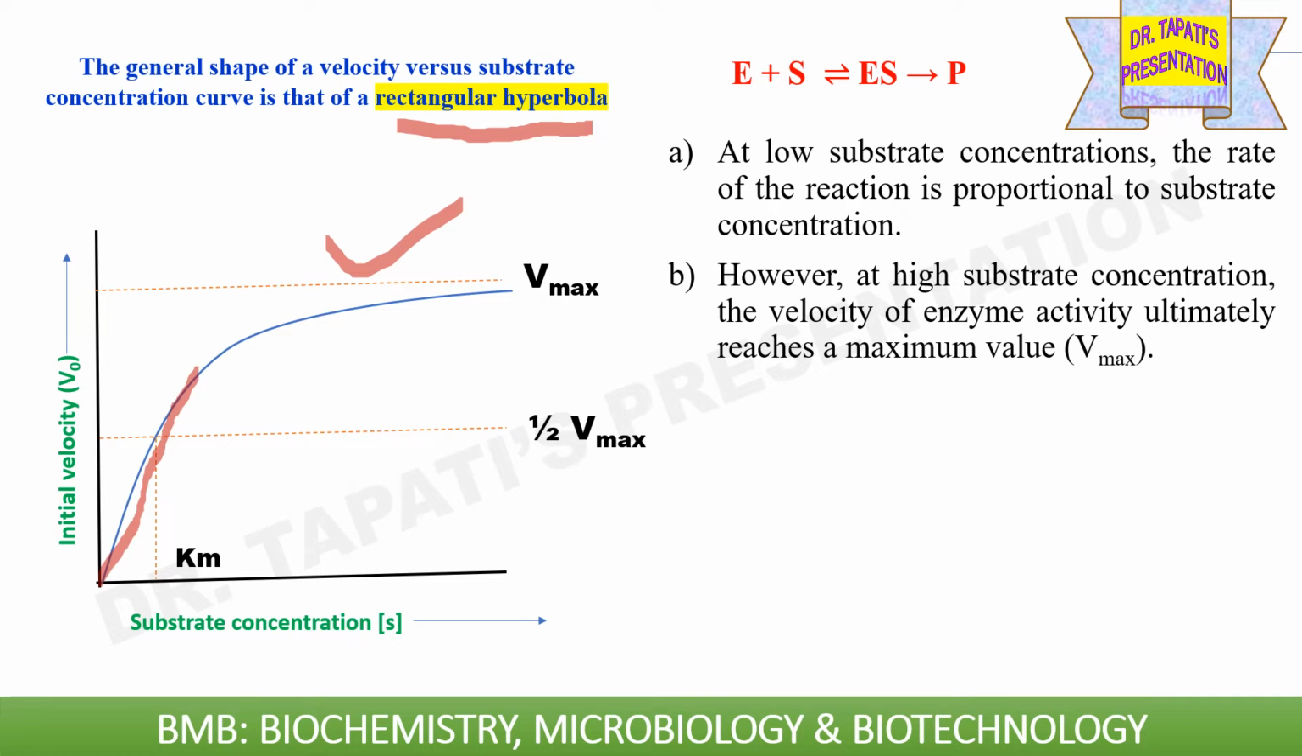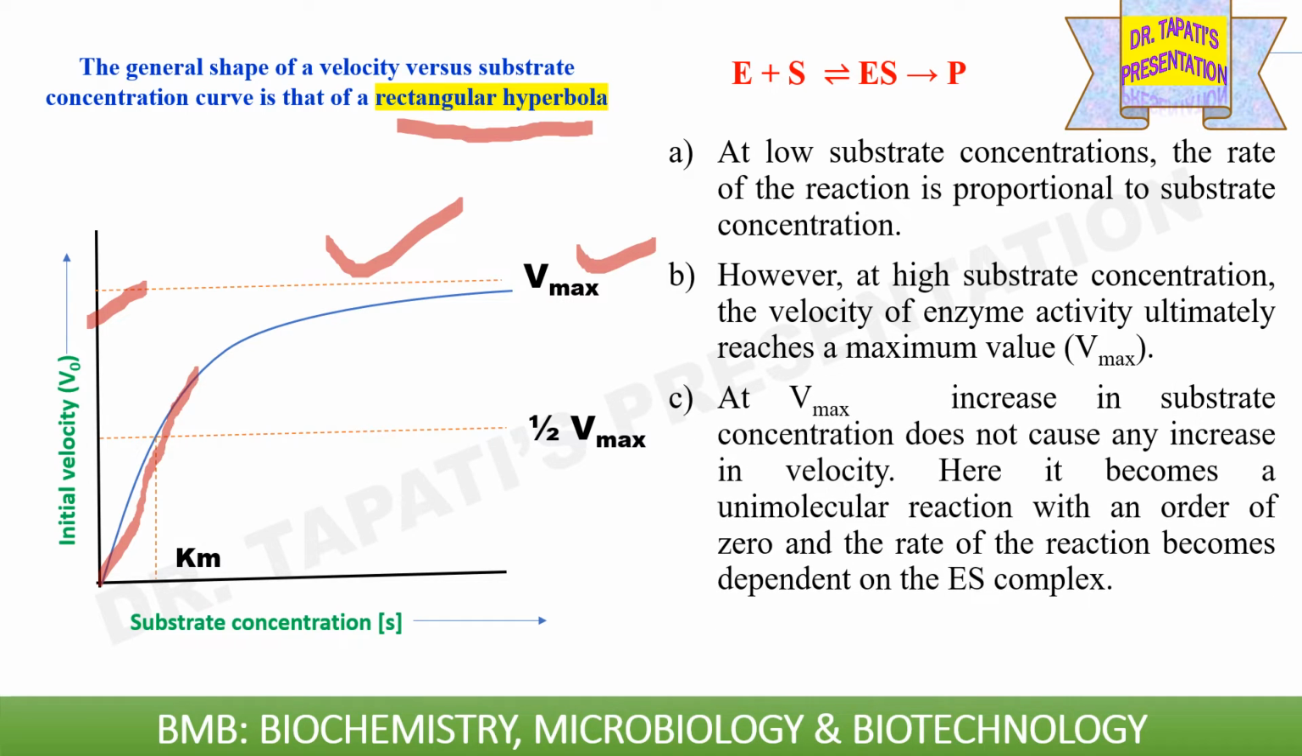However, at high substrate concentration, the velocity of enzyme activity ultimately reaches a maximum value, that is Vmax. At Vmax, an increase in substrate concentration does not cause any increase in velocity. Here it becomes a unimolecular reaction with an order of 0, and the rate of the reaction becomes dependent on the ES complex, not on S.